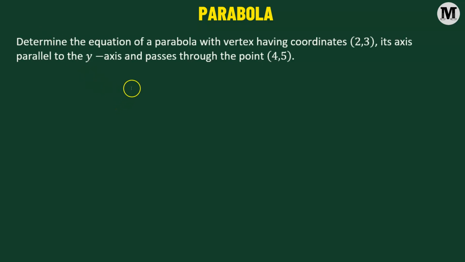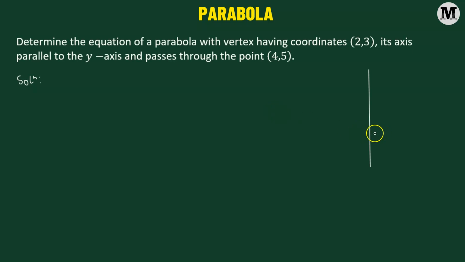So in this problem, we need to determine the equation of a parabola with vertex having coordinates (2, 3). Its axis is going to be parallel to the y-axis and it passes through the point (4, 5). Let us begin. We'll try to understand the problem graphically.